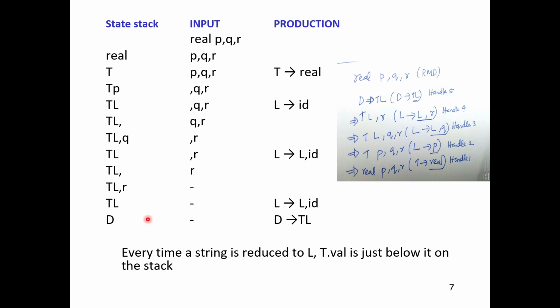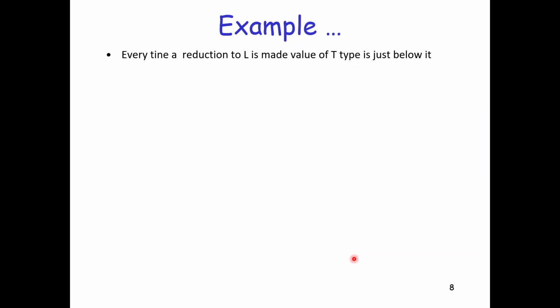But one thing we can notice is that every time a string is reduced to L, T dot val is just below it on the stack. That means wherever this reduction happens, L gives ID, just below it there is the T with its attribute value. Whereas when we replace L gives L comma ID, there is also a T behind it. That is what we are explaining in the next slide. Every time a reduction to L is made, the value of T type is just below it.